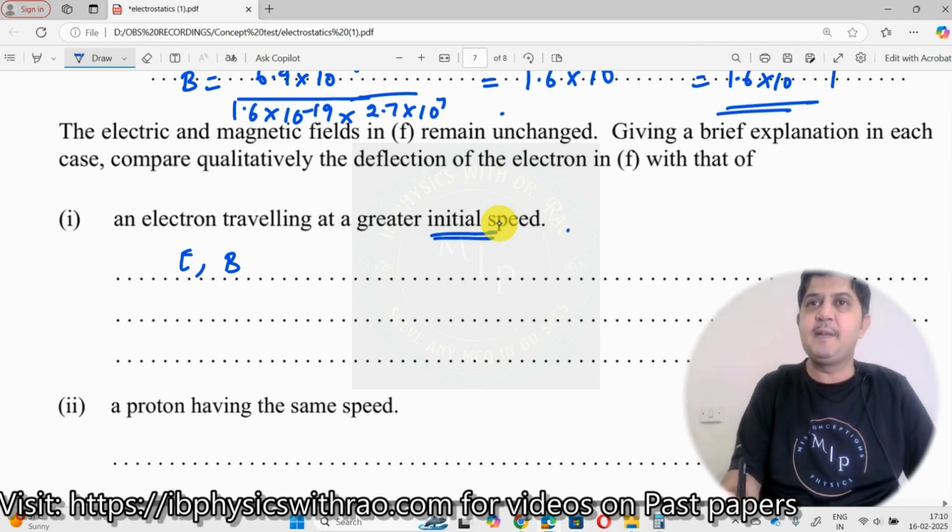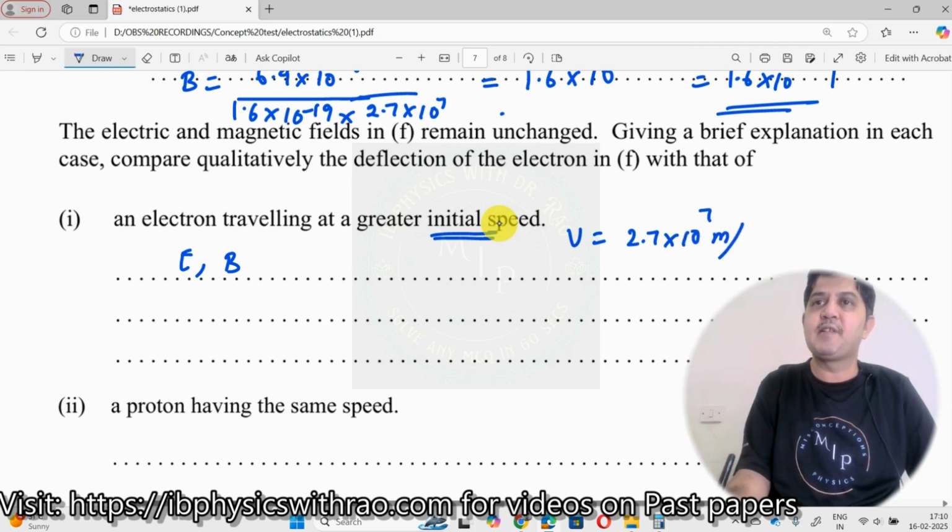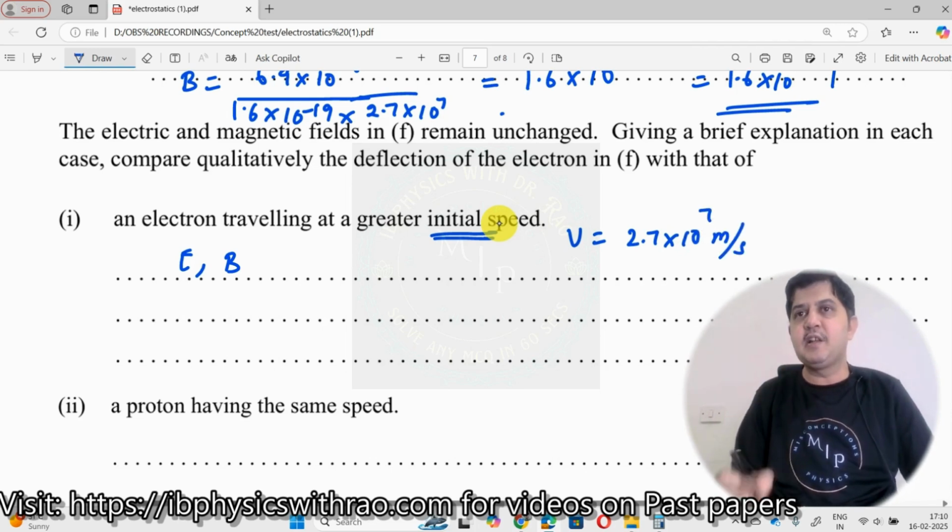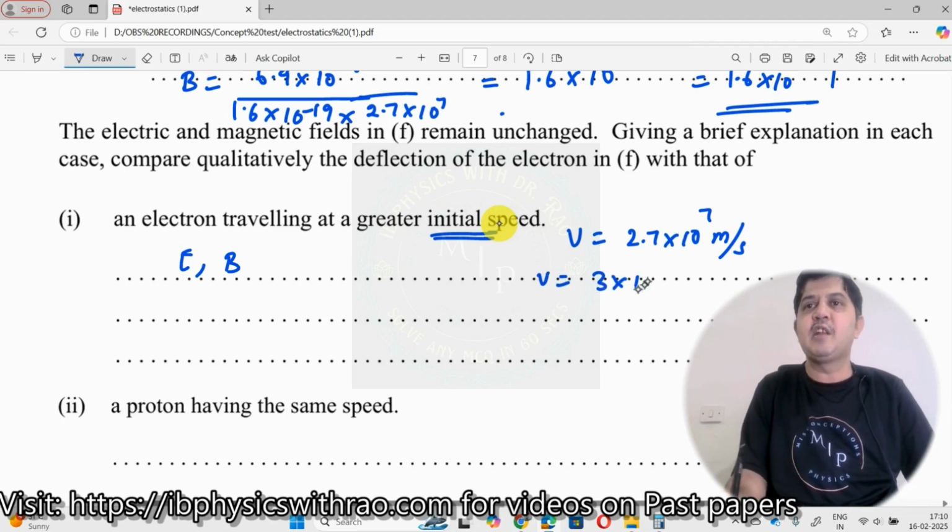What was the initial speed? v was 2.7 into 10 to the power of 7 meter per second. That was the initial speed. Now what I do is I will increase the speed to something like around 3 into 10 to the power of 7 meter per second. That's what you see, right? Greater initial speed. Now what can happen?